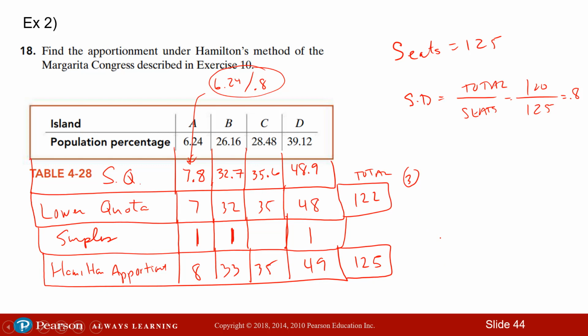Okay. So we said that the Hamilton one, if you do a lot of these problems here, you'll find out that it actually has a little bit of a bias towards the larger states. There's a little bit of that bias there. So we have Hamilton, president, 8 years.